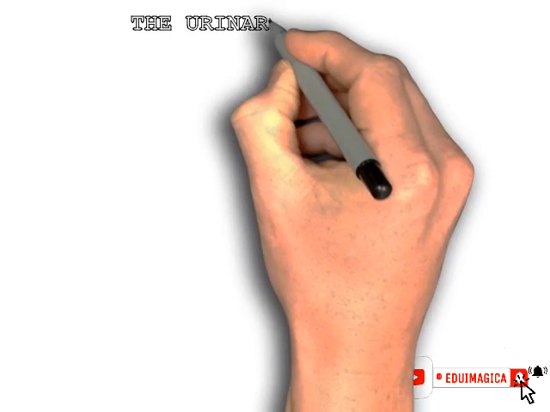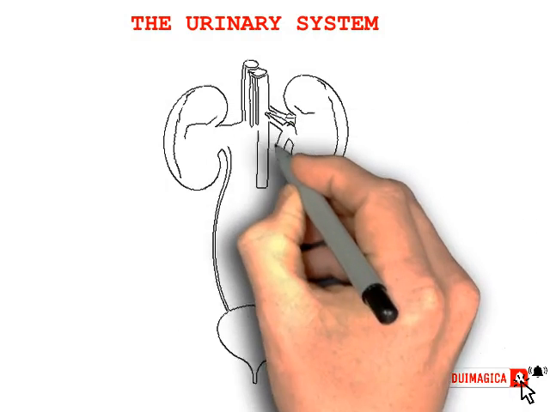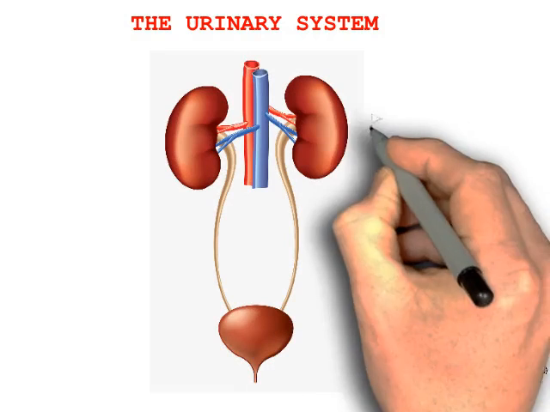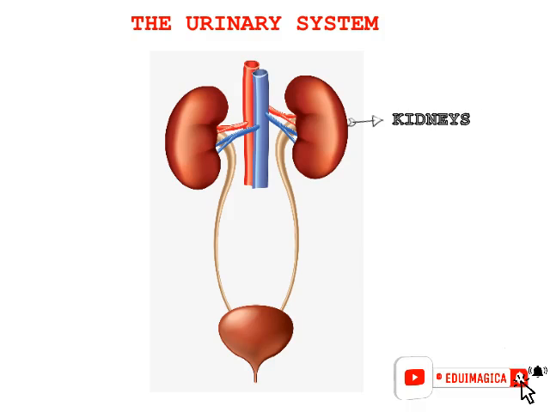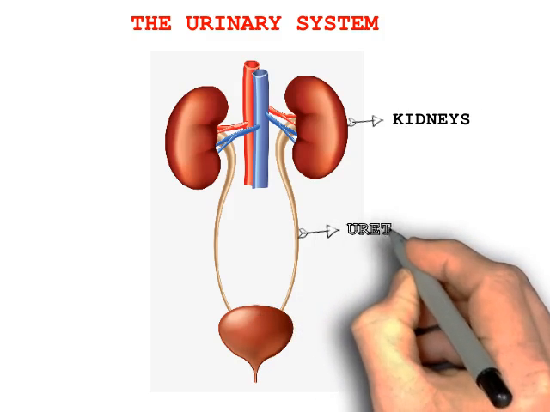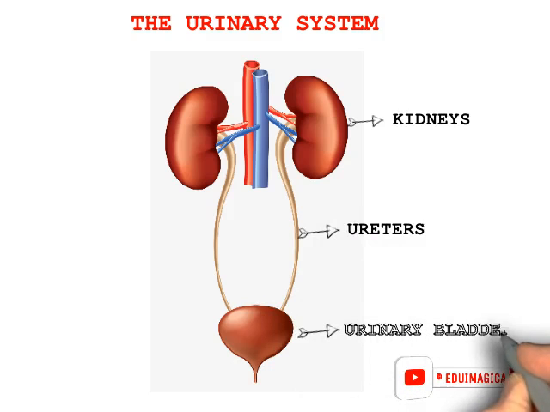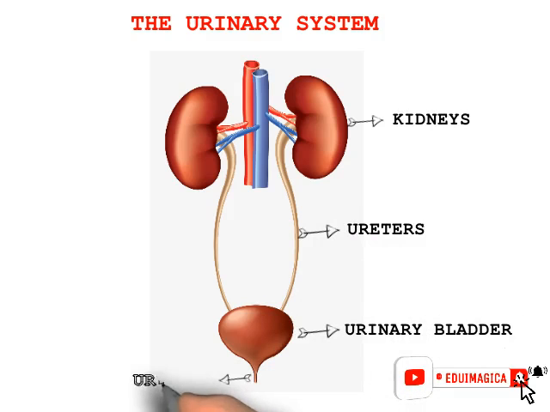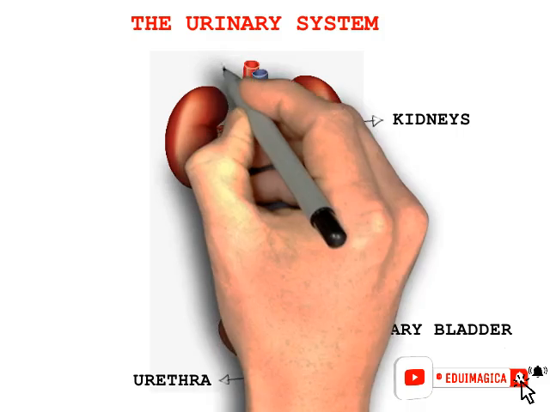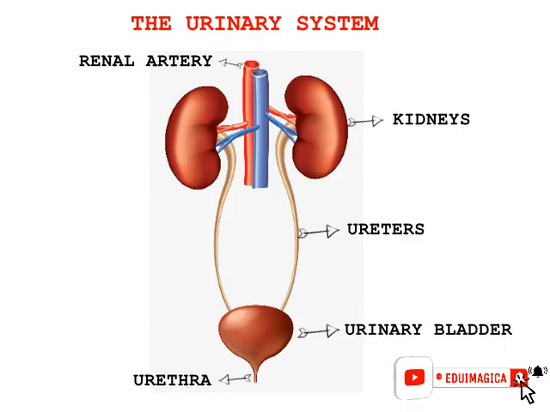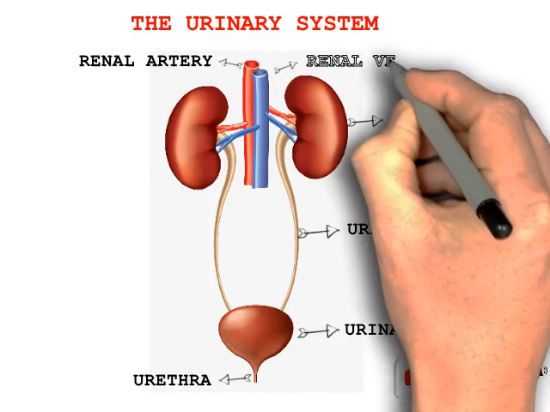So let's begin with the urinary system. The human urinary system consists of a pair of kidneys, a pair of ureters, a urinary bladder, and a urethra. The renal artery supplies the kidney with fresh blood while the renal vein drains the blood from the kidney.